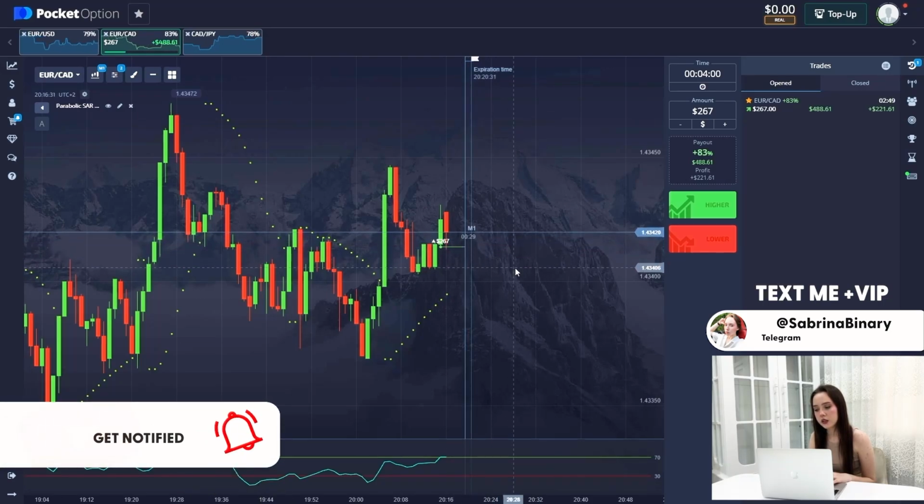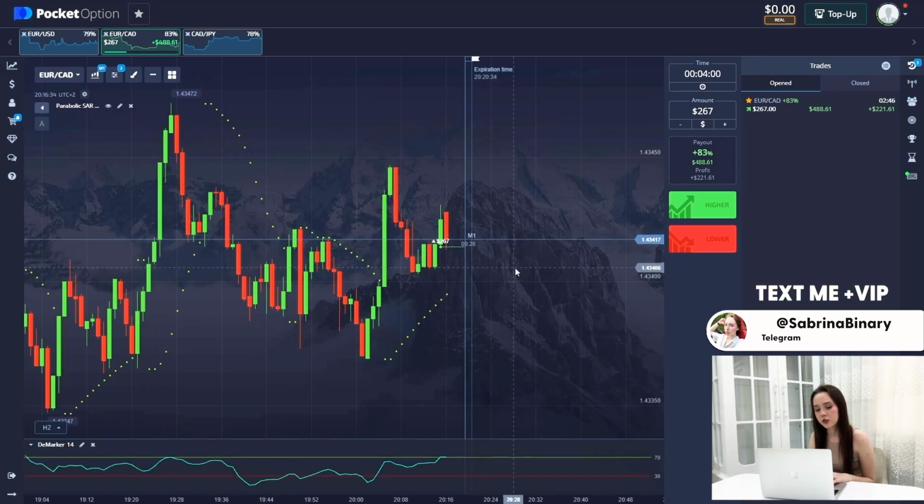And the next candlestick tries to cross our trade, but it doesn't succeed, and we still have some time before its formation.